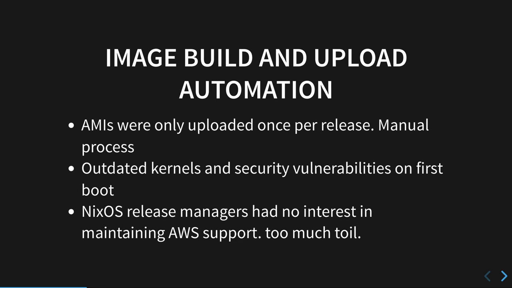About the image builds. Traditionally, AMIs, which is what we call images in Amazon, were only uploaded once per release at the start of a NixOS release. And it was a highly manual process. This meant that every time you boot up a NixOS machine on EC2, you would have an outdated kernel, you would have security vulnerabilities, and you would always have to reboot before the machine actually is in a good state that you can use it. And the NixOS release managers had no interest in maintaining this support because there was so much toil involved.